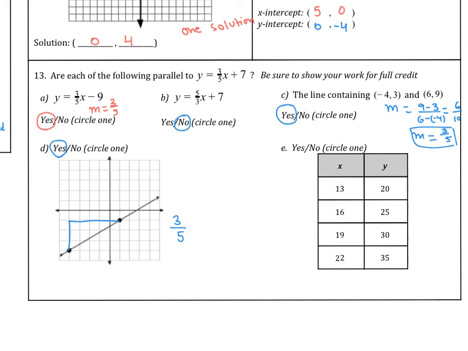For letter E, you're going to find the slope of this table and you're going to use any 2 points to find the slope. So I'm using this point and this point. So 25 minus 20 divided by 16 minus 13. So that's going to be 5 divided by 3. This slope is not the same as the given slope, so no, this is not going to be parallel to the given line. Remember, two lines should have the same slope in order to be parallel.